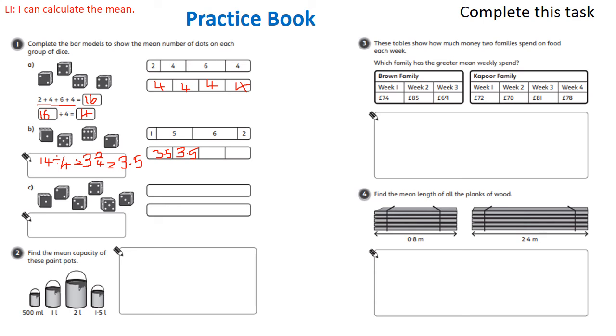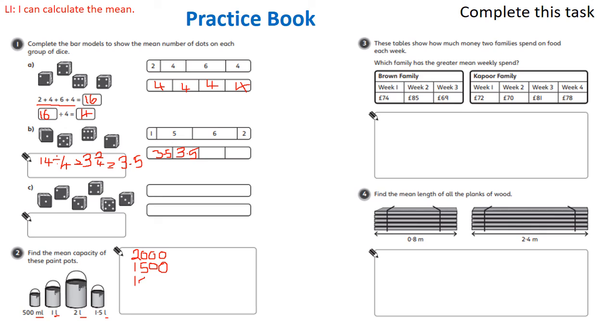Question 2. Find the mean capacity of these paint pots. Now, this one's a bit sneaky. Have you noticed? Look, millilitres, litres, litres, litres. So we're either going to have to convert them all to millilitres or all to litres. I think I will convert them all to millilitres. So I've got 2,000 millilitres. I've got 1,500. Because of course, how many millilitres are there in a litre? There are 1,000. Well done.